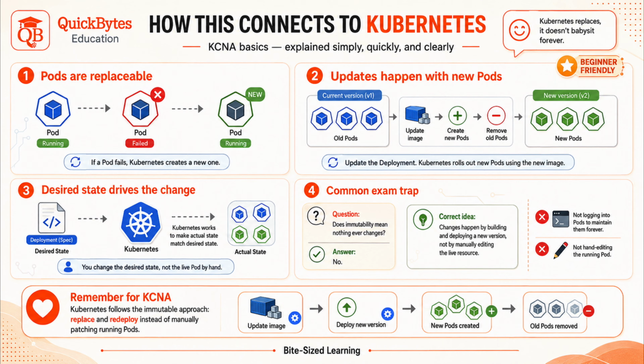Here's where most people get this wrong. They think immutability means nothing ever changes. That is not the point. Things do change. Applications get updated. Security patches happen. Settings improve. But the change happens by creating and deploying a new version, not by manually changing the live resource in place.